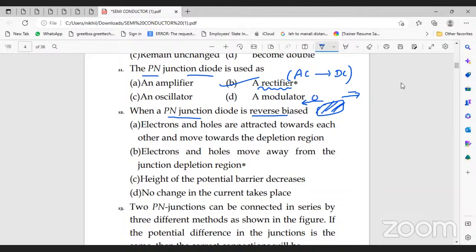When the holes and electrons move away, can you tell me what happens to the width of the depletion region? The width of the depletion region will increase. So electrons and holes will move away from each other and the depletion region will increase. That is in the case of which bias? Reverse bias.